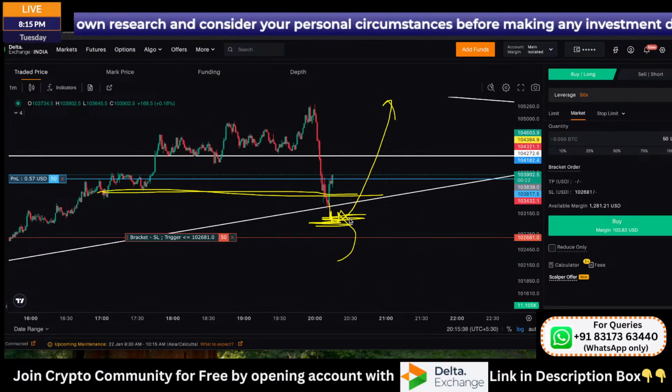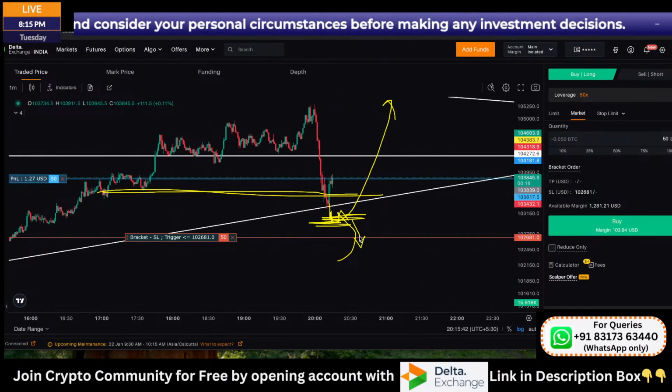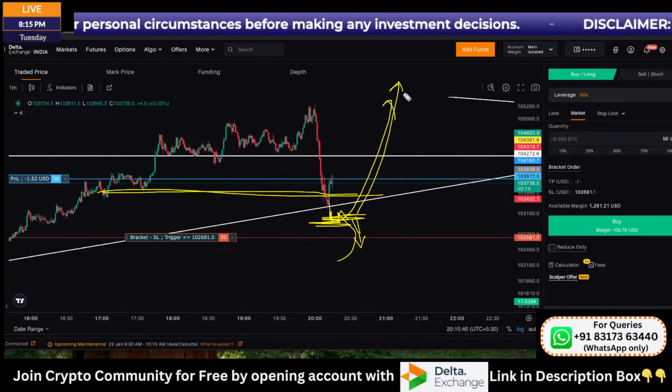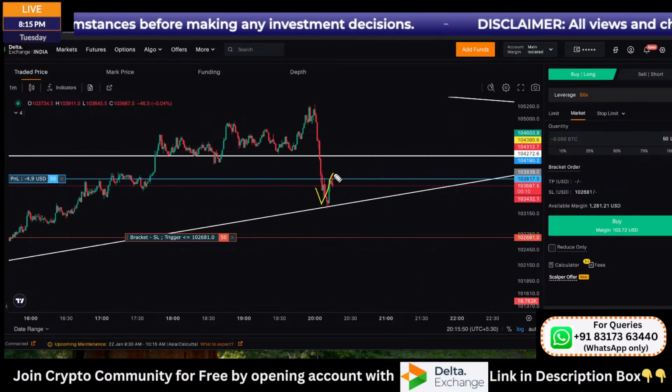Because I'm confident with the setup, and if it hits my stop loss also, I'm okay because I know the stop loss I'm giving. Against that, my target is going to be very big. But in this kind of situation only I get a problem.